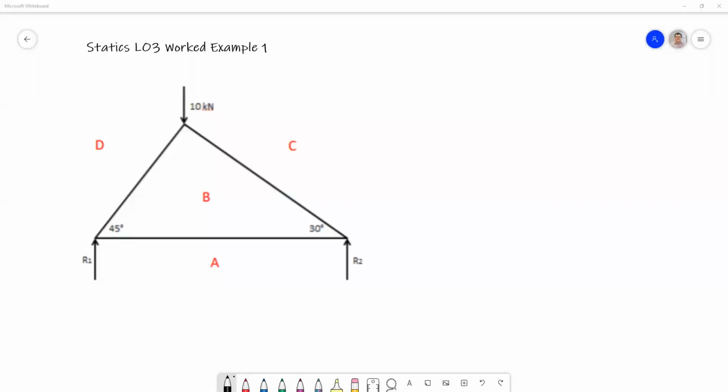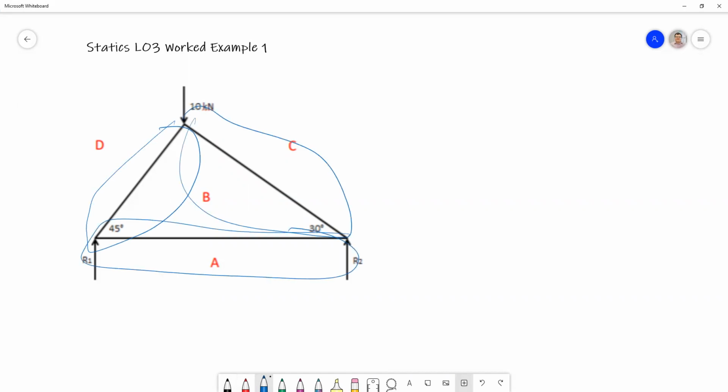In this video, we're going to look at worked example 1 from learning outcome 3 from the statics unit. This example asks us to find the magnitude and nature of the force in each of the members of the structure. So just to remind ourselves, the members are the physical parts of the structure. So here's one, here's another, and here is a third.